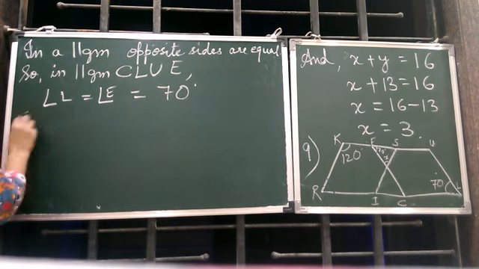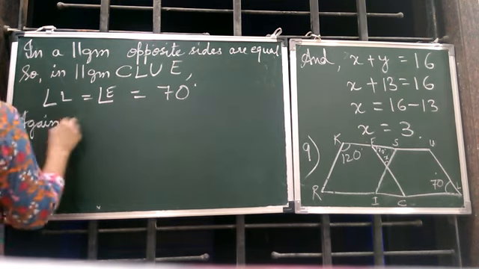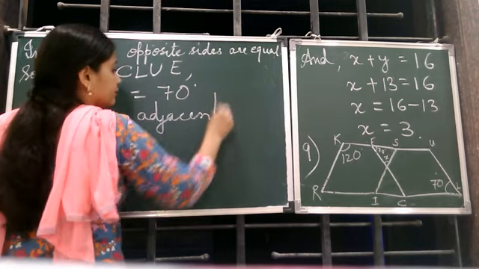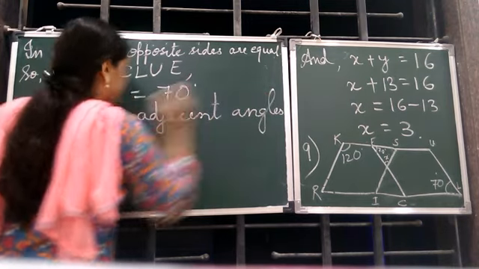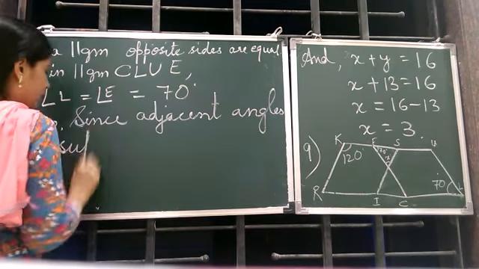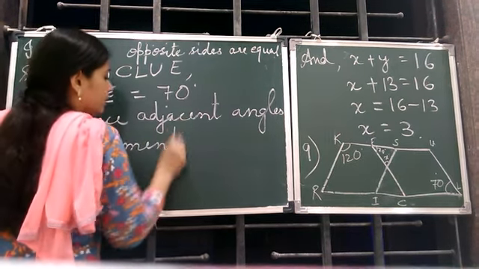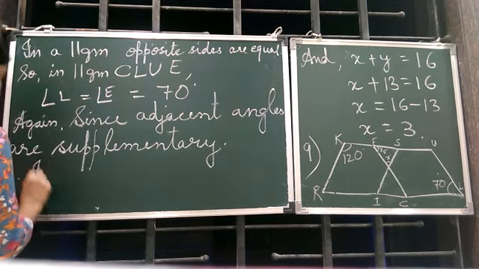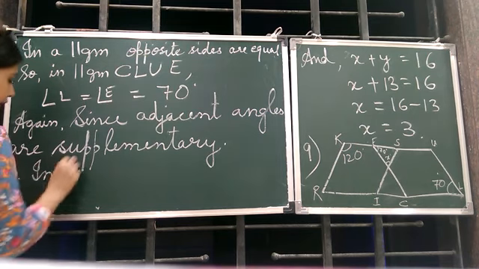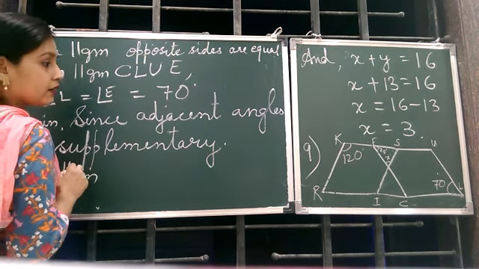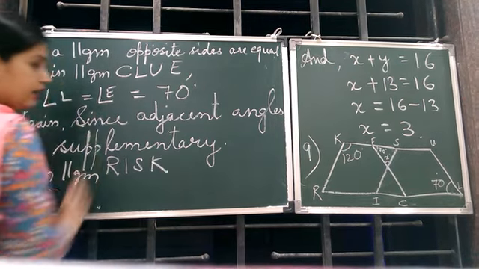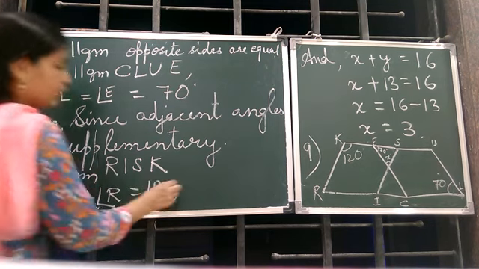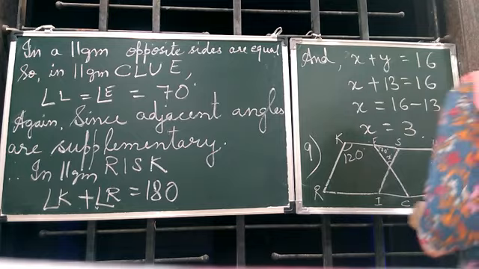So again, since adjacent angles are supplementary, therefore in parallelogram RISK, angle K plus angle R is equal to 180 degree.